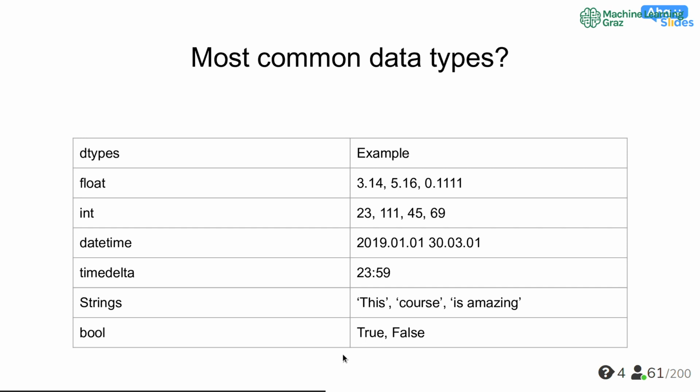So one more, let's talk about data types. Really short. You see that data can be in different formats, and pandas can handle all of them. The most common are floats, which are numbers with a floating point, ints, integers, datetime, which is responsible for dates and times, timedelta, which is responsible for an amount of hours, days, years, and others, strings, which are for text, and boolean values for true and false.